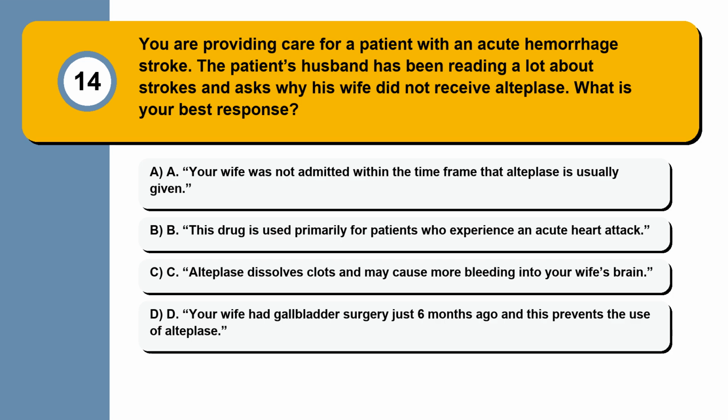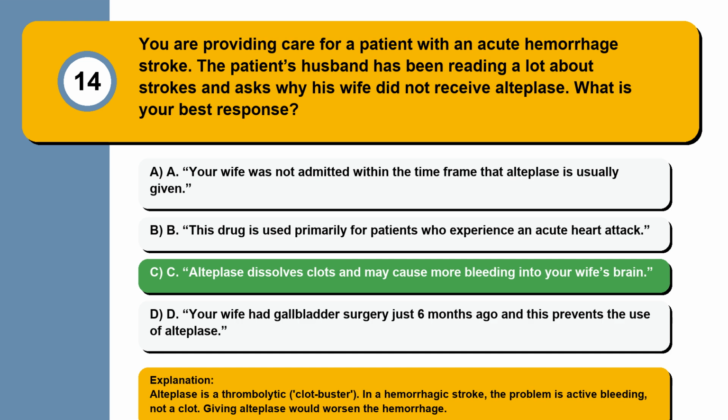A. Your wife was not admitted within the time frame that alteplase is usually given. B. This drug is used primarily for patients who experience an acute heart attack. C. Alteplase dissolves clots and may cause more bleeding into your wife's brain. D. Your wife had gallbladder surgery just 6 months ago and this prevents the use of alteplase.